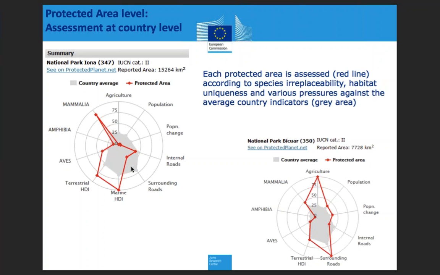For example, this area has quite more diversity of terrestrial and marine environments, but also has a pressure of internal roads that is at least close to the country average for protected areas, right? So another case here, this has a high pressure of agriculture, while it has, for example, a much lower richness of amphibians than the average protected area in this country. Okay.